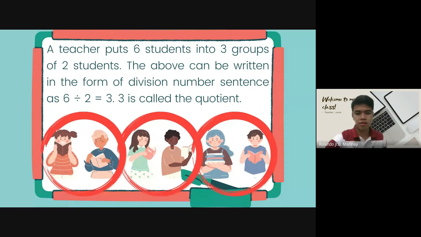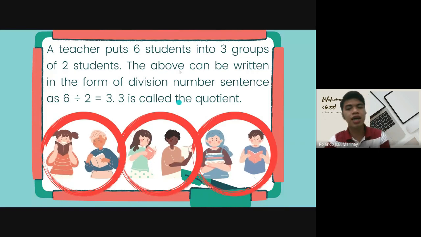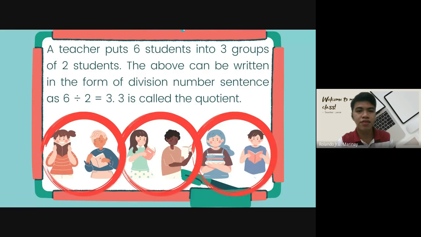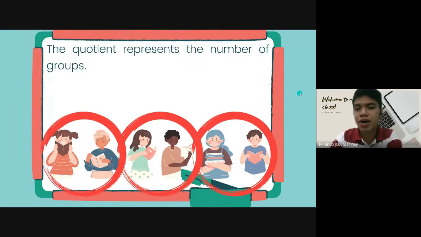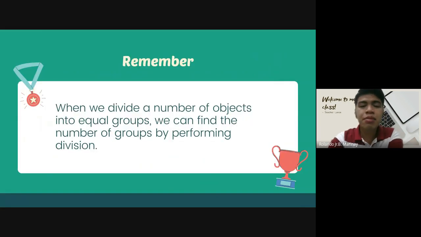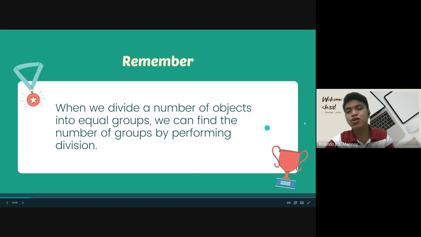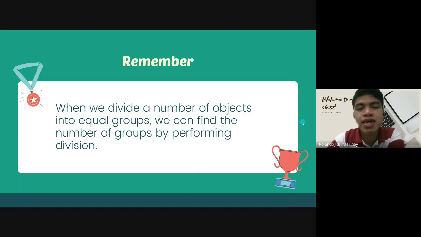Okay, so kids, the quotient is the answer in the division equation. So the quotient represents the number of groups. Remember, when we divide a number of objects into equal groups, we can find the number of groups by performing division. We can use division in grouping objects or people into equal groups.